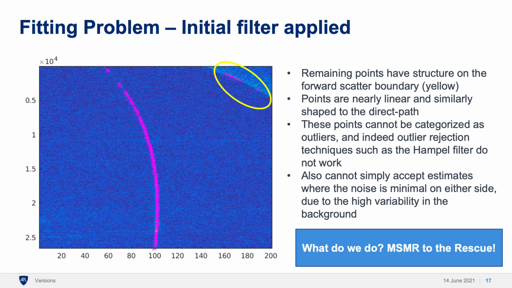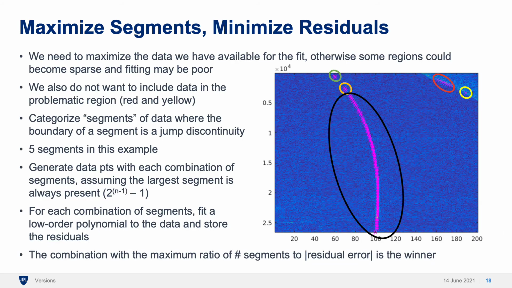These points can't be categorized as outliers since they have structure. Outlier rejection techniques such as the Hampel filter will not work well in this situation. We also can't simply accept estimates where the noise is minimal on either side due to the high variability in the background. It just doesn't work. So what do? We want to maximize the data we have available for fitting. Otherwise, some regions could become sparse and the fit could be poor. We also don't want to include any data in the problematic region, so what do?